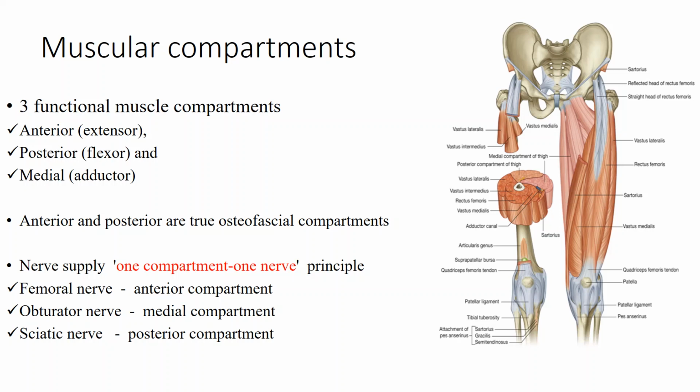The anterior compartment has a dedicated nerve known as the femoral nerve. The medial compartment has the obturator nerve, and the posterior compartment is supplied by the sciatic nerve. So this is the one compartment, one nerve principle.